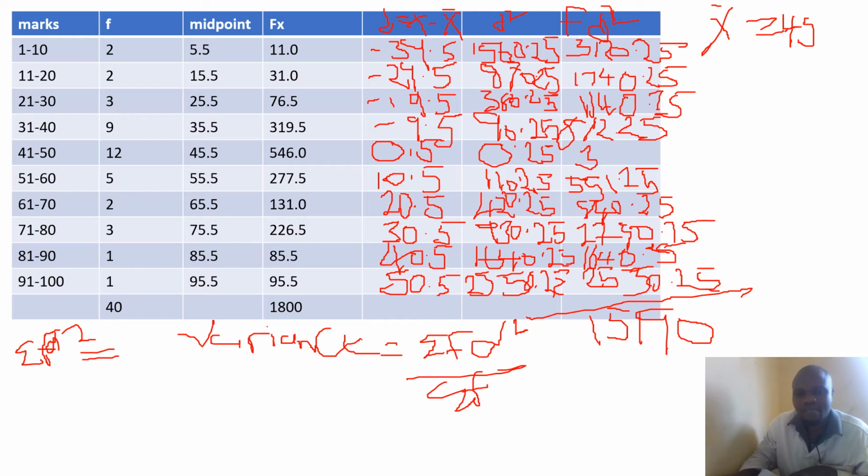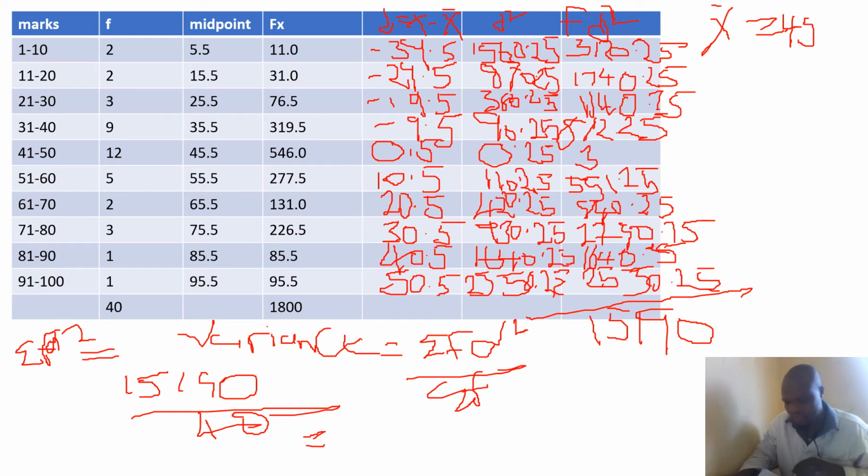So in my case here, my summation of these will be 15,190 divided by 40, and this one is equivalent to, from my calculator, 379.8 to 1 decimal place.